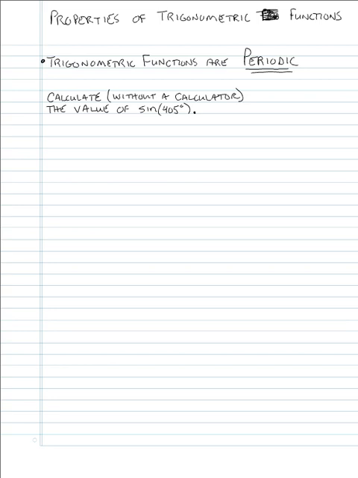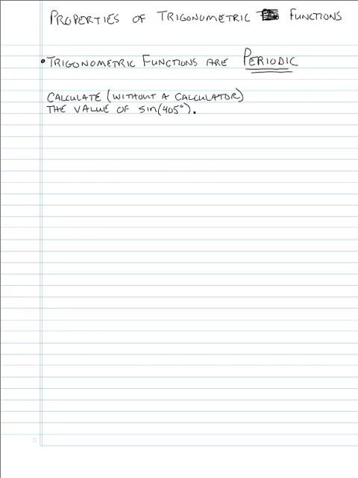So in this lecture, we're going to talk about the properties of trigonometric functions. And the very first property we're going to discuss is the fact that trig functions are periodic, which means they repeat their values at a regular period. Now, let's look at a particular example.